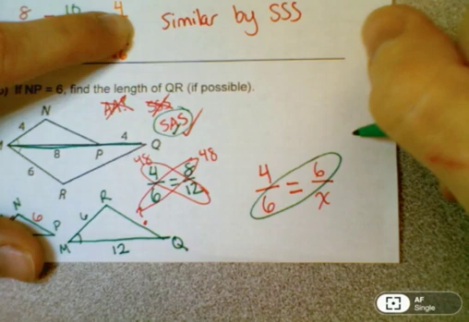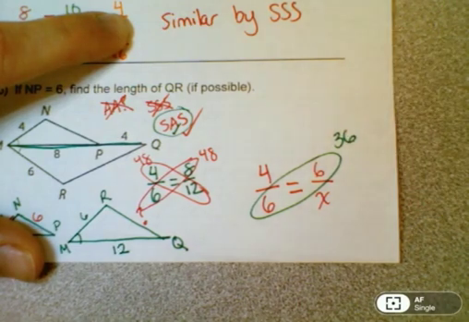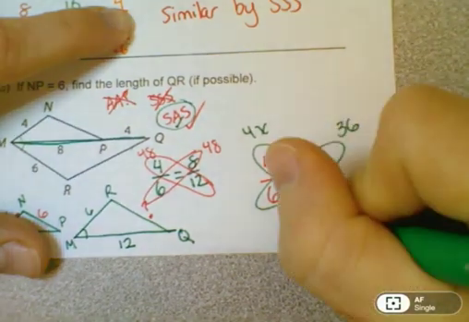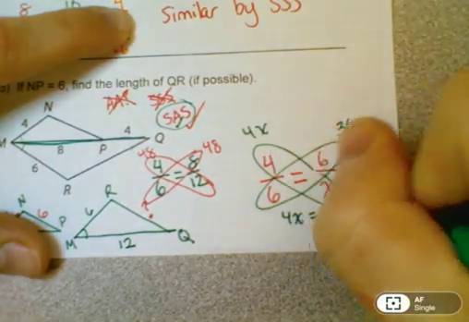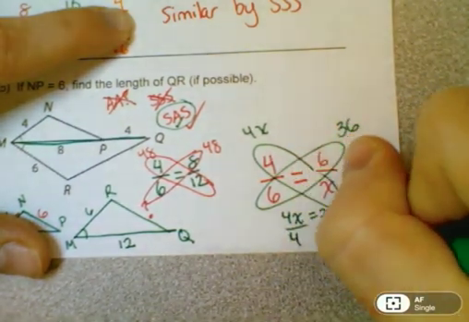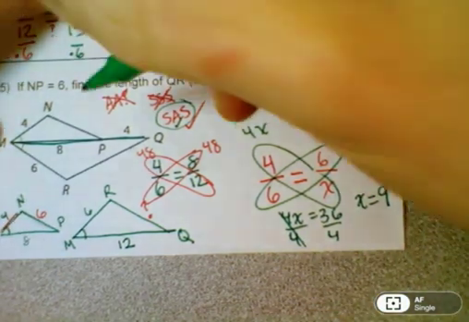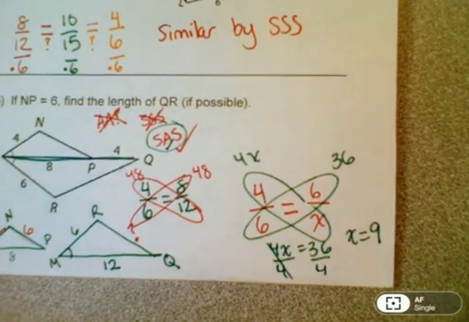Okay. 6 times 6 is 36. 4 times x is 4x. So I've got 4 times x equals 36. That means x equals 9. And so that missing length was 9.